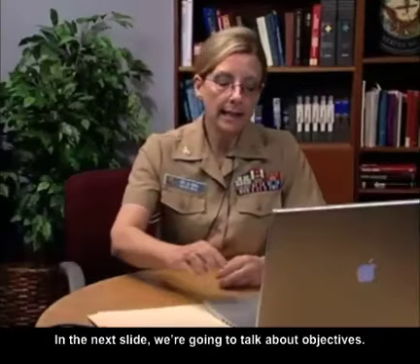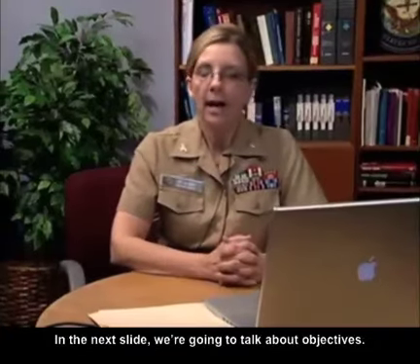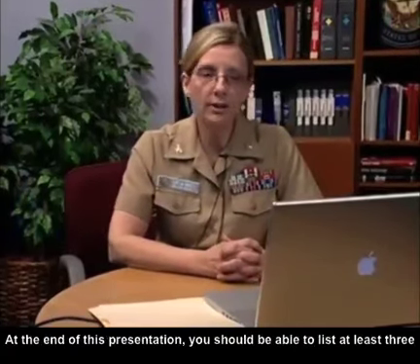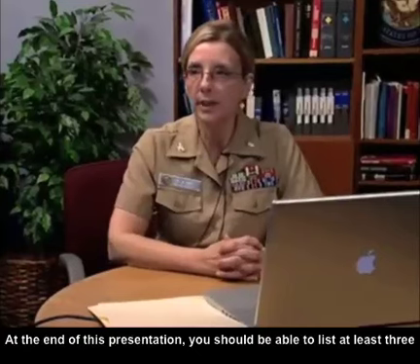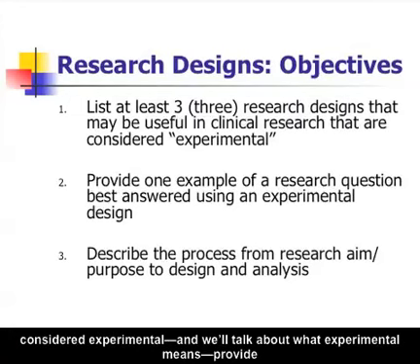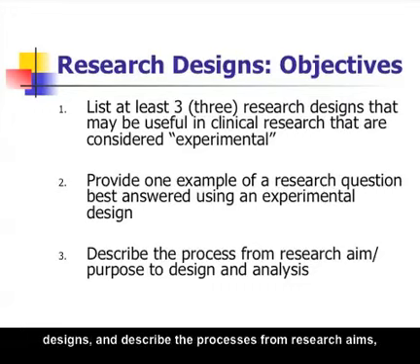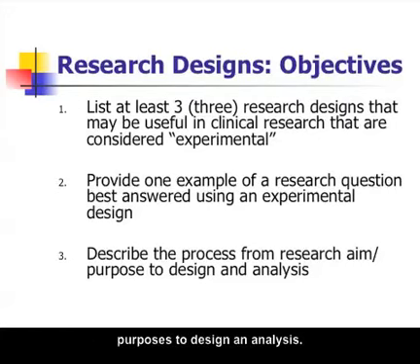And the next slide, we're going to talk about objectives. At the end of this presentation, you should be able to list at least 3 research designs that may be useful in clinical research and that are considered experimental. And we'll talk about what experimental means. Provide one example of a research question best answered using one of the experimental designs, and describe the processes from research aims, purposes to design and analysis.